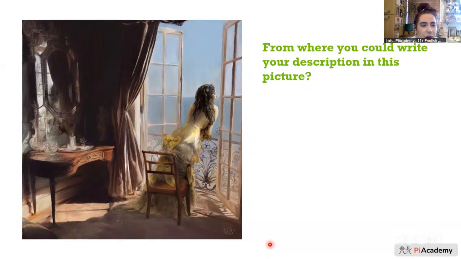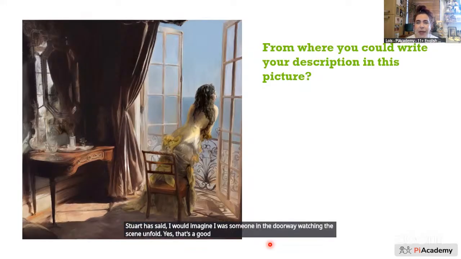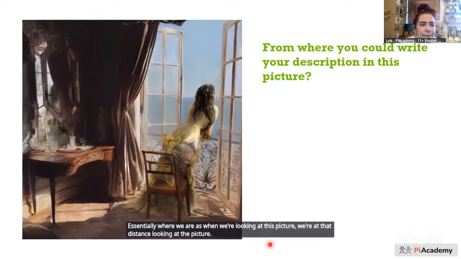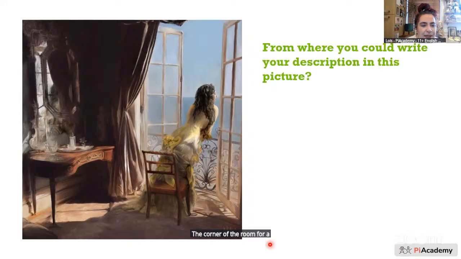What else have we got? Stuart has said, I would imagine I was someone in the doorway watching the scene unfold. Yes, that's a good one. So you could be like essentially where we are, as when we're looking at this picture, we're at that distance looking at the picture. The corner of the room for a better view from Sanson. Yes, good.